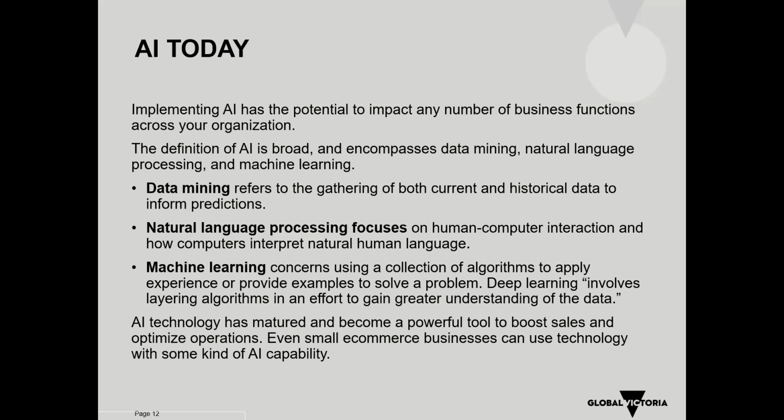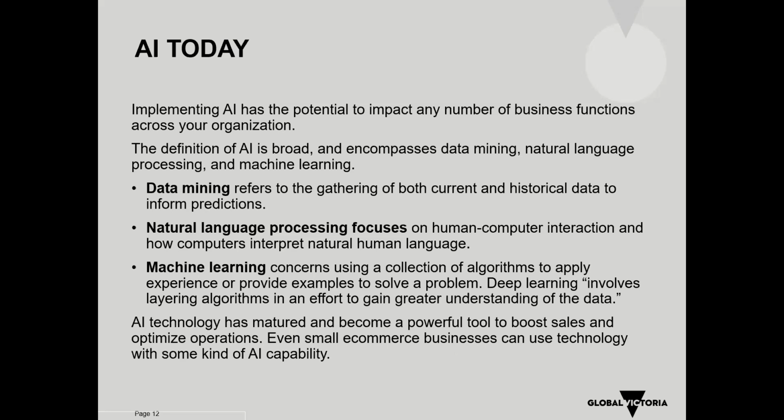Natural language processing focuses on human-computer interaction and how computers interpret natural human language. So if you have a chatbot on your site and that chatbot is voice activated, as opposed to having people type in a query, that is natural language processing. If you have voice search on your site, similarly, natural language processing.